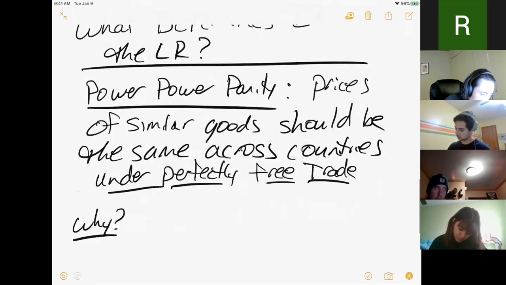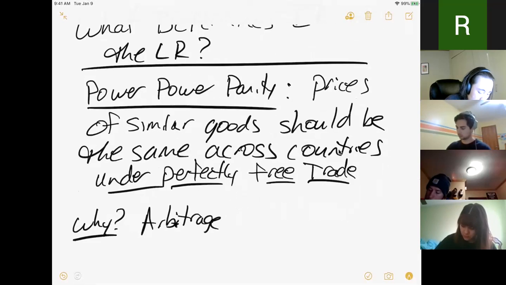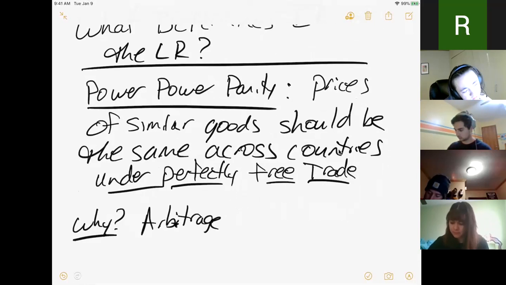Why? Because of arbitrage, which is a word that some of you should be familiar with. Arbitrage is just a fancy word for shopping. Arbitrage is taking advantage of price differences. So what should happen if you have free trade between two countries? People are going to take advantage of price differences. And so over time, those price differences are going to disappear. So similar goods should be the same across countries.